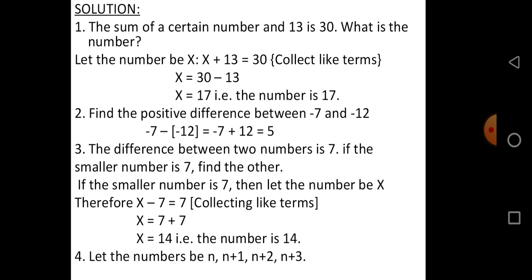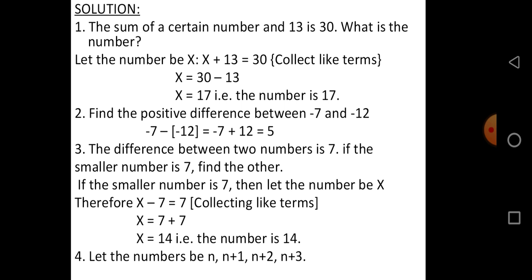Sorry, let's quickly go back. Then number 3, we're told to look for the difference between two numbers. They said the difference between two numbers is 7. If the smaller number is 7, find the other. Now, let's think very well before attempting this question.